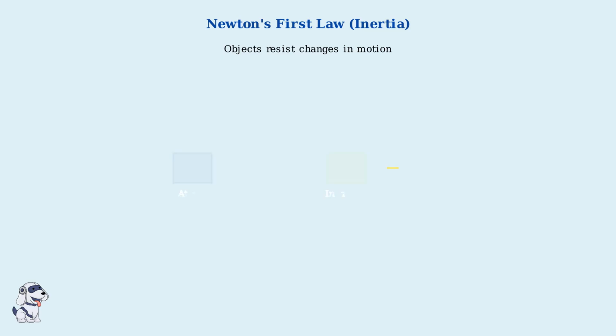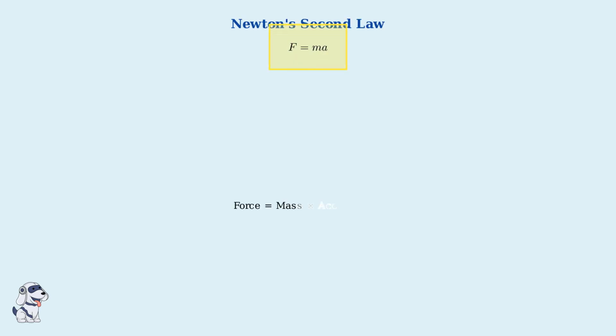Newton's first law, also known as the law of inertia, states that an object at rest stays at rest and an object in motion stays in motion, unless acted upon by an unbalanced force. Newton's second law gives us the famous equation F equals ma. The net force on an object equals its mass times its acceleration. This law tells us exactly how forces change motion.